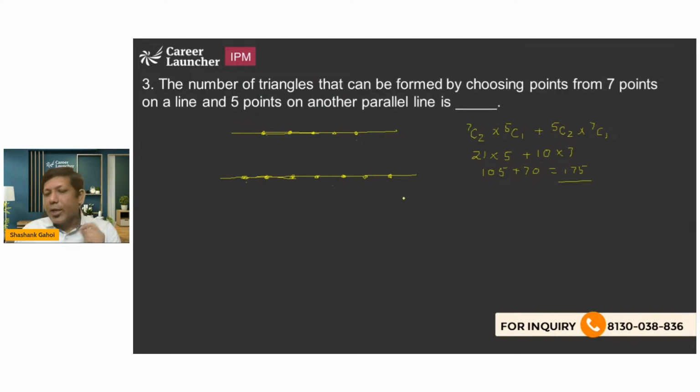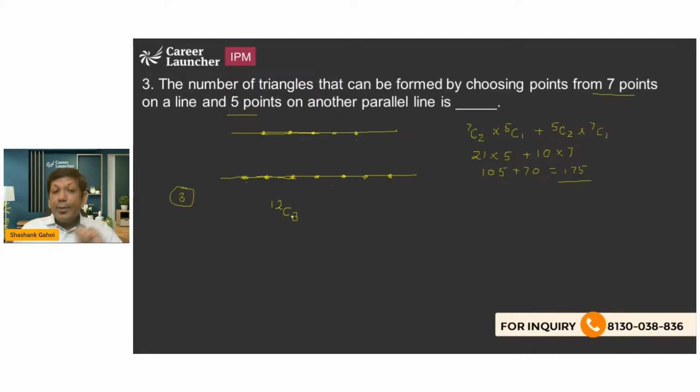To make a triangle, how many points do you need? You need overall 3 points. Now, what is the total number of points you got? You got 7 points here, 5 points here. So the total number of points is 12. So out of 12 points, how many triangles can be made? Out of 12 points, the total number of possible triangles is going to be 12C3.